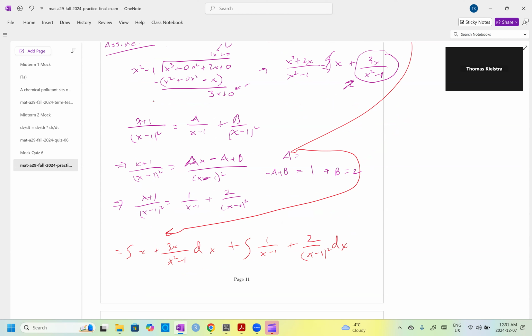And from here, it's using all of our integration rules, all our formulae, and we get x squared over 2 plus 3 over 2 ln absolute x squared minus 1 plus ln absolute x minus 1 minus 2 over x minus 1 plus c. And I'll leave that for you to verify.